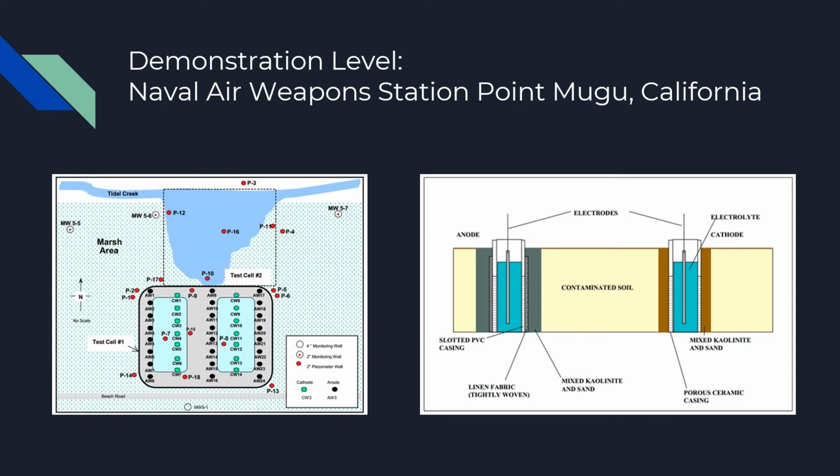System setup. The setup consists of an array of cathodes and anodes as shown in the figure to the left. The anode wells are 4-inch in diameter with slotted PVC casings. They were wrapped in a linen fabric woven tight. The well is also packed with kaolinite and sand. The cathodes are 3-inch diameter each with porous ceramic walls. These were designed by Lintec.